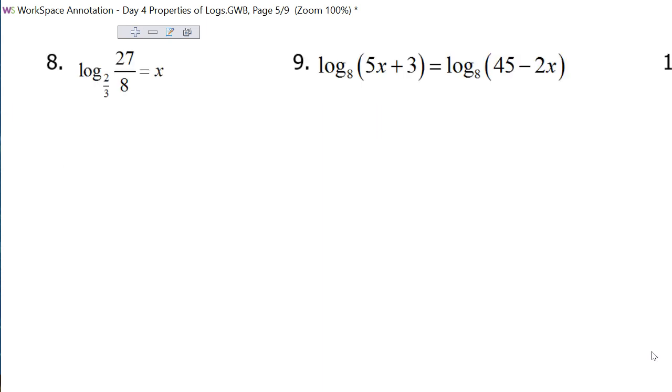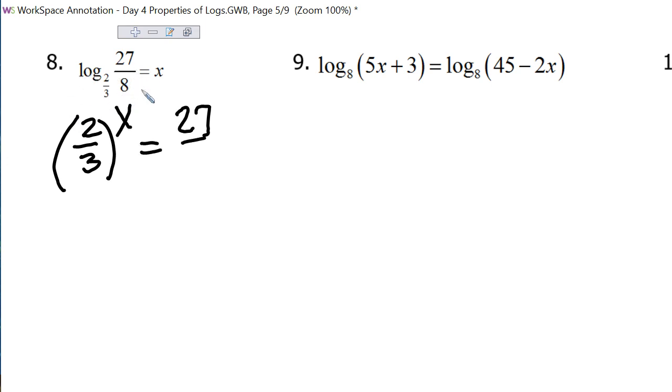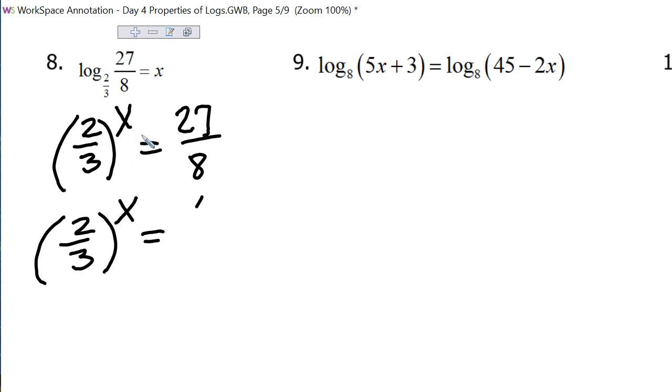Number 8, what is the base? 2/3. What is the exponent? X. And what is the answer? 27/8. Now to solve that, we need like bases. So what would be the like base there? 2/3. So this would be 2/3 to the x power is good. But this one would be 2/3 to what power?